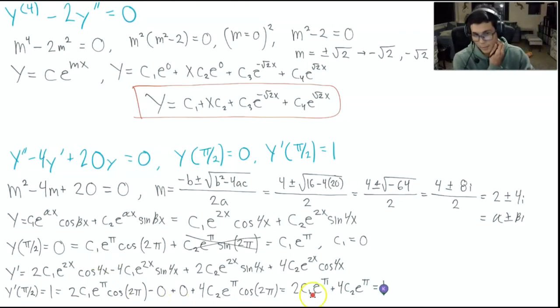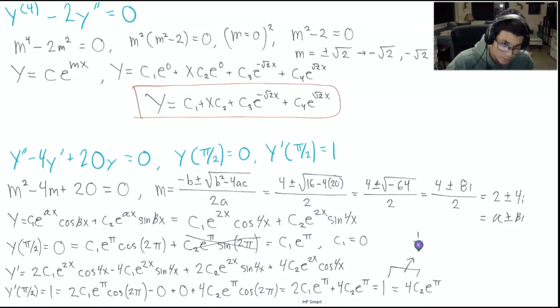Now, we need to find what c2 is. But c1 is 0. So we could rewrite this as 4c2 e to the pi. And if we just take these two facts and solve for c2, it'd be 1 divided by 4, times e to the negative pi. That is equal to c2.